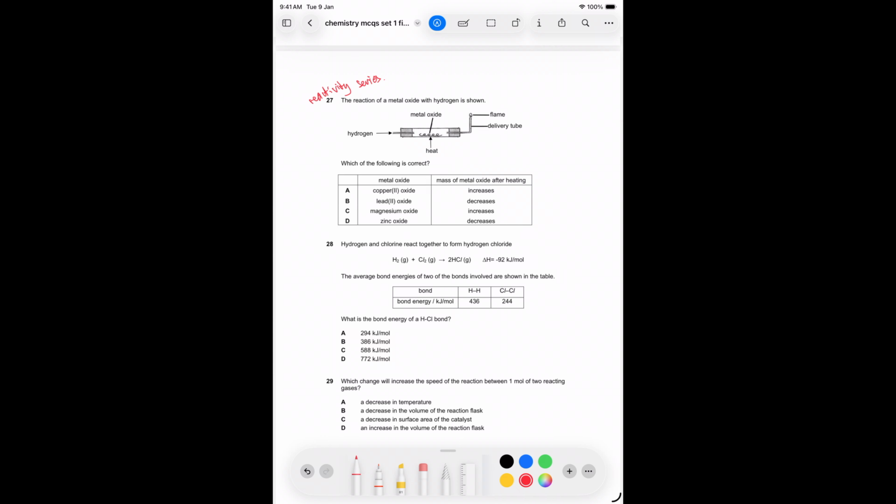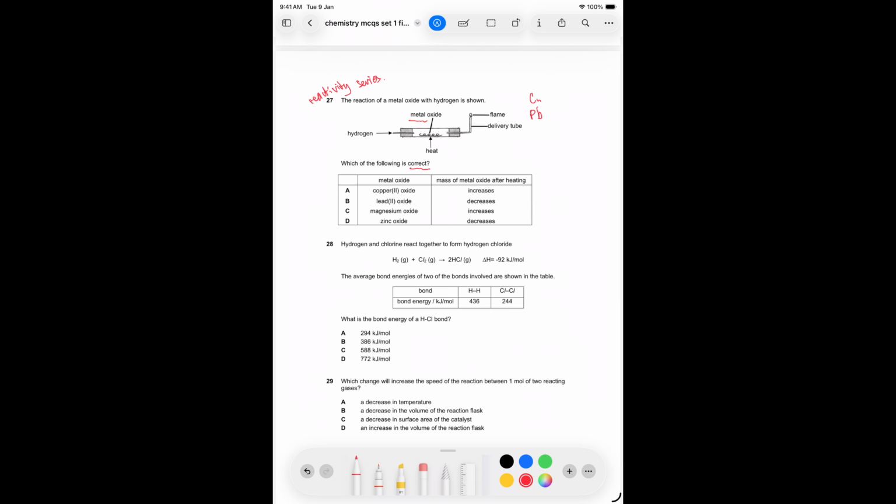Alright. So which of the following is correct? The important thing is metal oxide with hydrogen and you have an ongoing flame. Meaning this metal itself has to be lower than hydrogen in the reactivity series. If you remember your reactivity series, whichever is lower than hydrogen will be, for example, copper, lead, silver, gold.